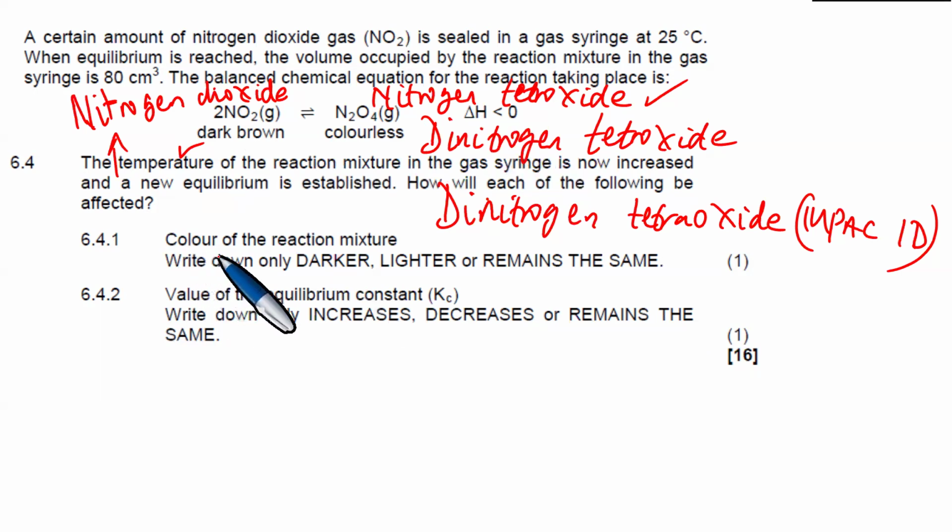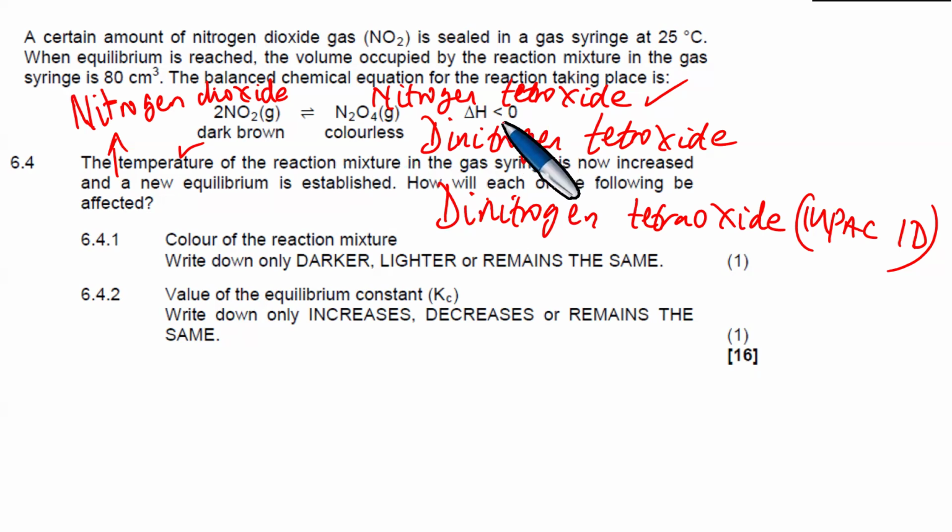Now, the color of the reaction mixture, right? Is it darker, lighter, or does it remain the same if we increase the temperature, because we agree that the forward reaction is exothermic.